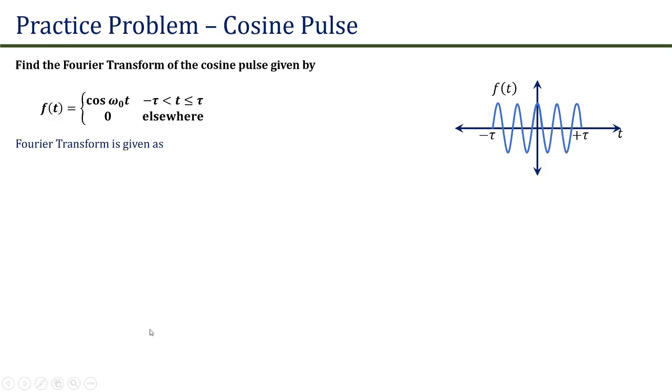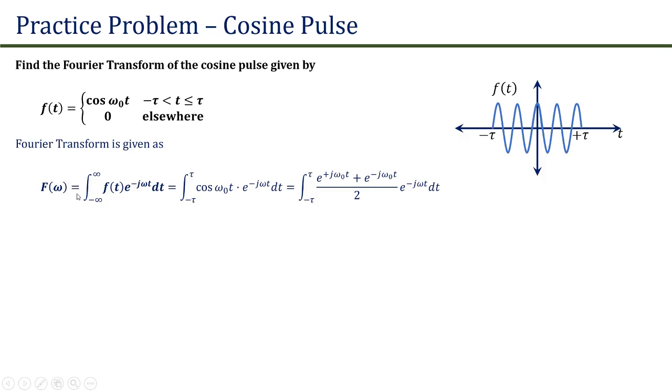Its Fourier transform is given by the relation F of omega is equal to integration from minus infinity to plus infinity f of t into e raised to power minus j omega t into dt. If we consider the given f(t) in this relation, we get F(omega) is equal to integration from minus tau to plus tau cos of omega naught t into e raised to power minus j omega t dt. Cos of omega naught t can be written as e raised to power plus j omega naught t plus e raised to power minus j omega naught t divided by 2.